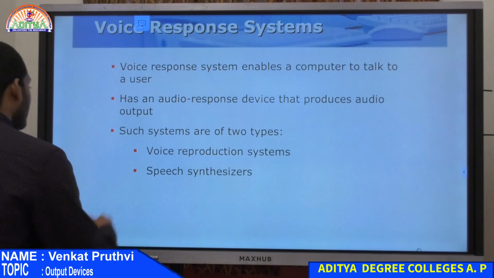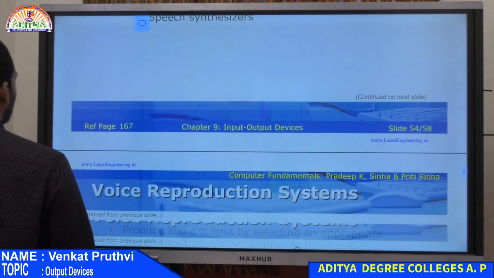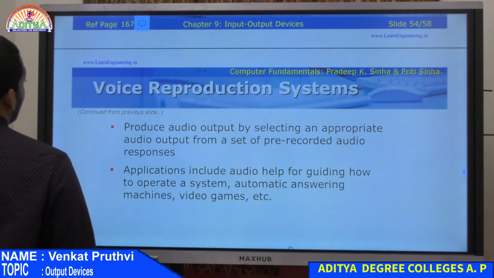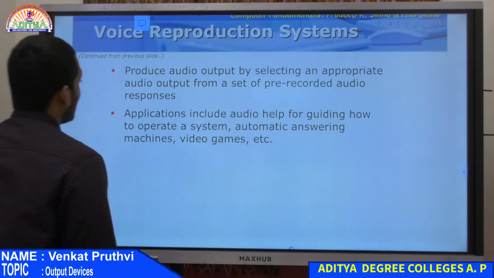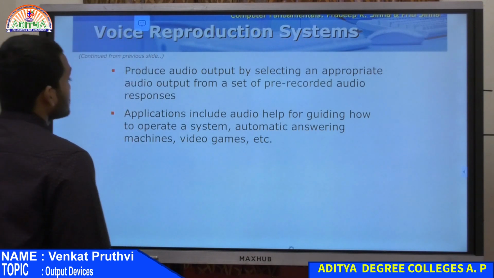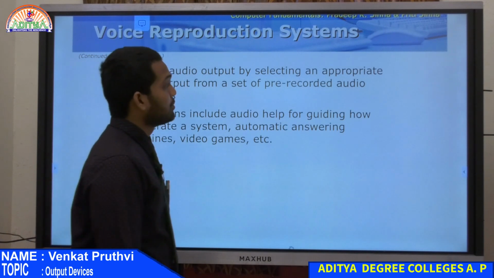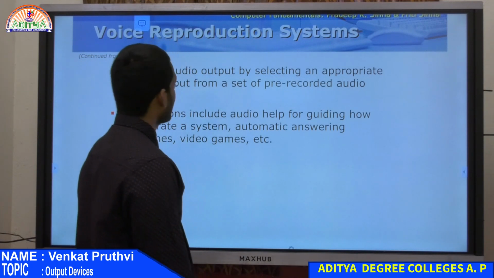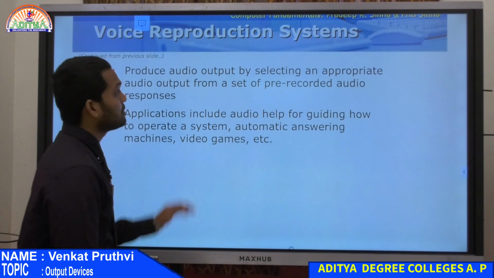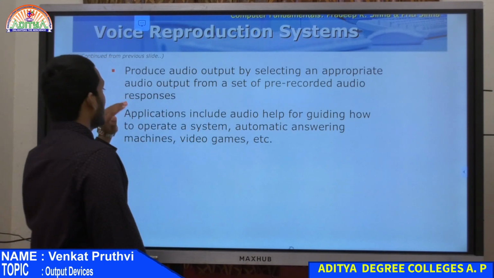Okay, so we have voice reproduction systems and speech synthesizers. These are the different audio output devices we have, or the audio output types. So voice reproduction system, what do you mean by it? It produces audio output by selecting an appropriate audio output from a set of pre-recorded audio responses.